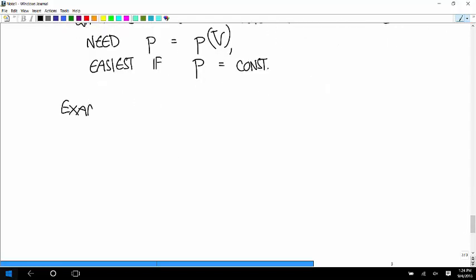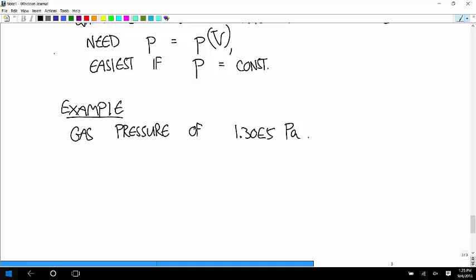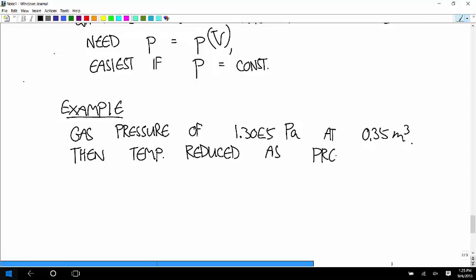Okay, so let's do a couple examples. So let's say that there's a gas at a pressure of 1.30 times 10 to the 5th pascals at a volume of 0.35 cubic meters. And then the temperature is reduced as the pressure is held constant.